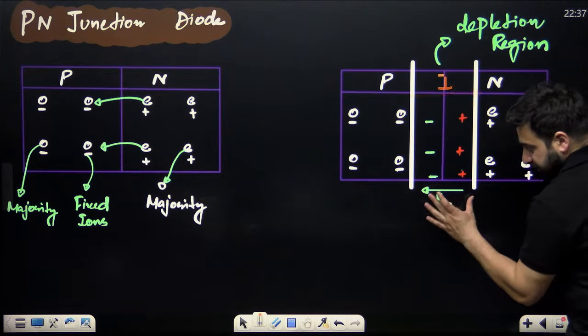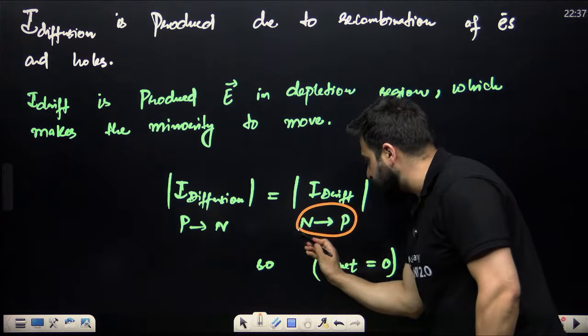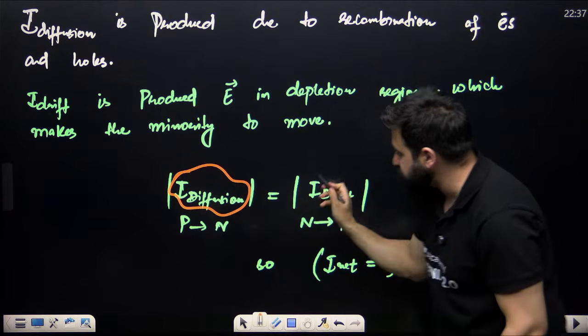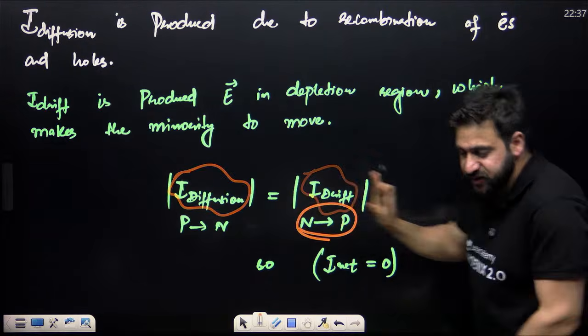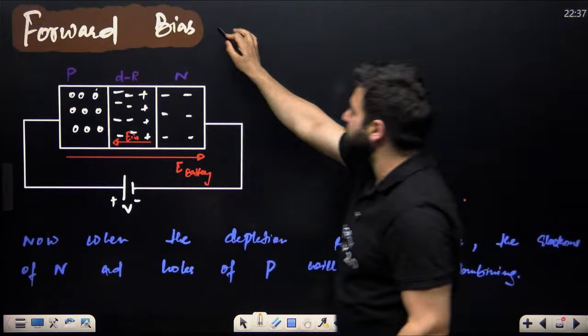And similarly, due to this, minority charge carriers move, so drift current will be produced from N to P. What I'm trying to say is that I diffusion after some time will be equal to I drift. That's it. This is not important. What is important is forward bias.